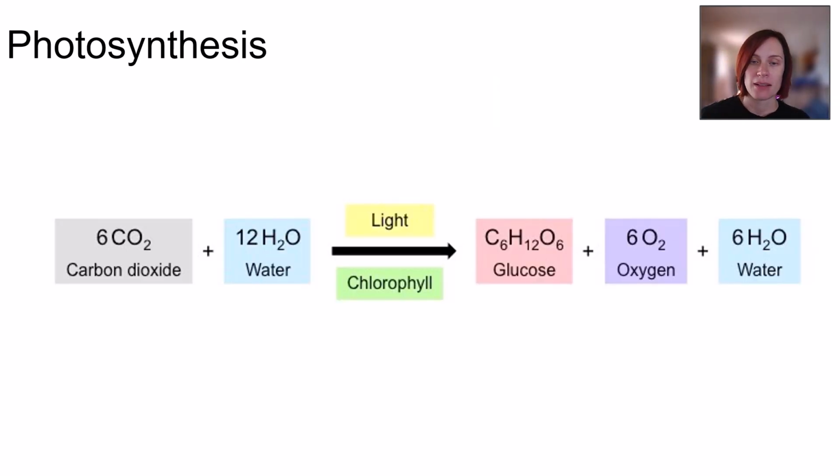If we look at our balanced chemical equation here, we can break photosynthesis down into its essential elements. There are 6 carbon dioxide molecules, 12 water molecules in the presence of sunlight and a photosynthetic pigment called chlorophyll, which is found in chloroplasts. It will create a molecule of glucose, just one. It's quite a complex, large structure, and 6 molecules of oxygen and 6 of water.